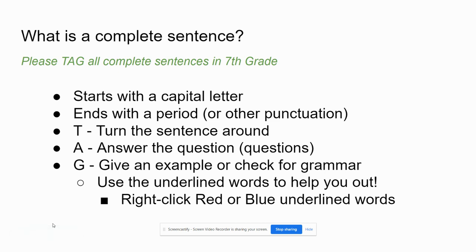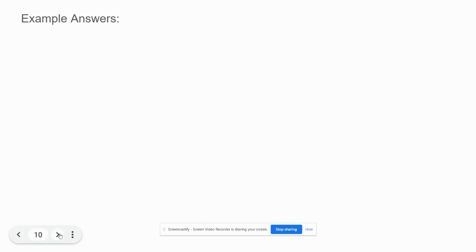So T is you're turning the sentence around. A, you're answering the question or questions. G is you're giving an example or you're checking for grammar. You're going to use the underlined words to help you out, and I'll show you what that means at the end. The underlined words are going to be red or blue, and that'll help you out with your grammar and your spelling. So these are everything that I'm looking for. I'm not going to do a super deep dive into this. I know that Miss Moss has been working with you on this, and Miss Folkers.